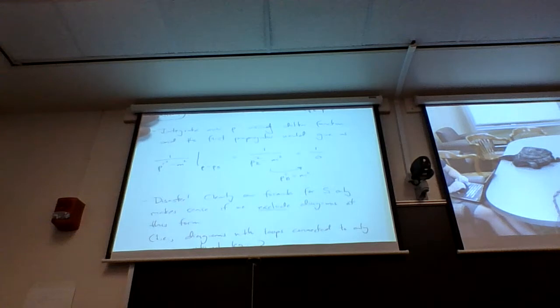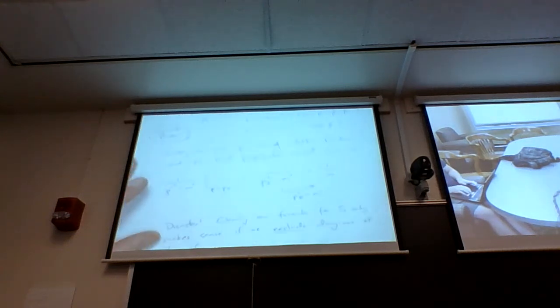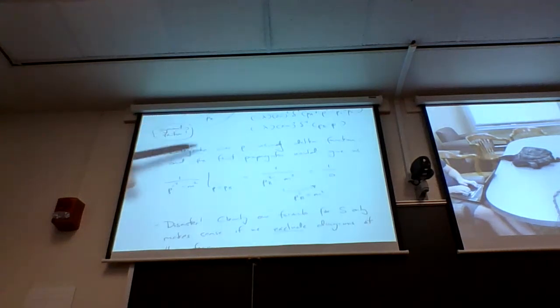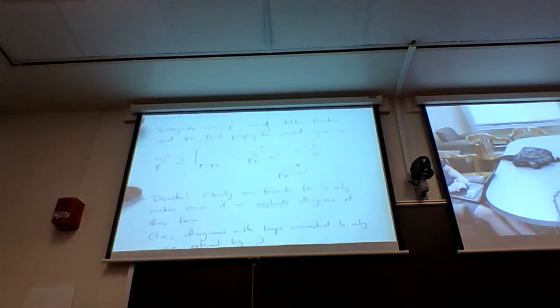So we have to figure out a way to get rid of these things, or to sweep this problem under the rug. The way that we can do this is by just excluding these types of diagrams: excluding diagrams where we have bubbles on external legs or any corrections on external legs, so any diagrams that have loops connected only to one or more external legs.